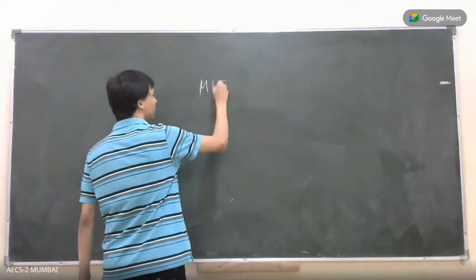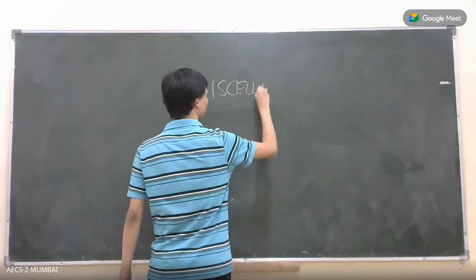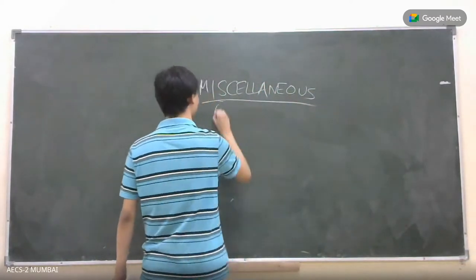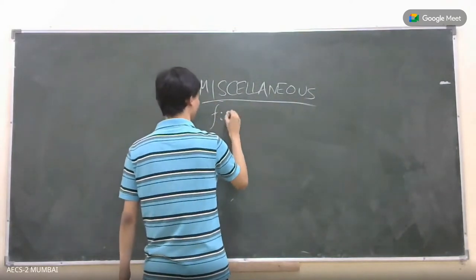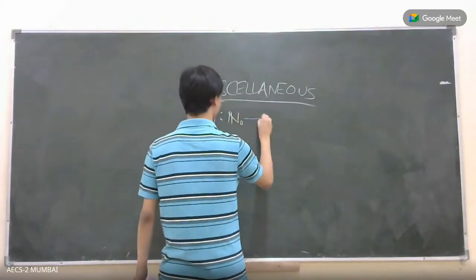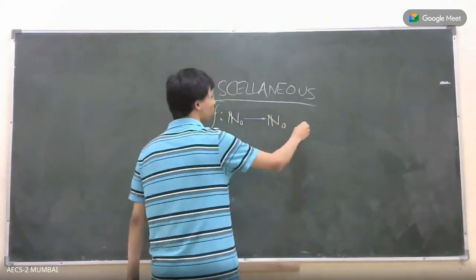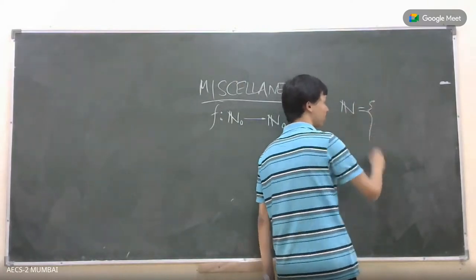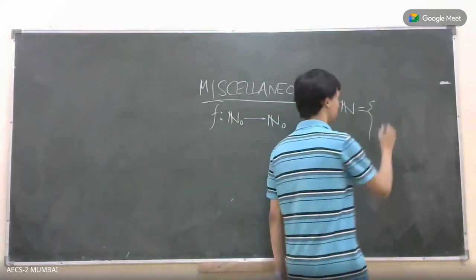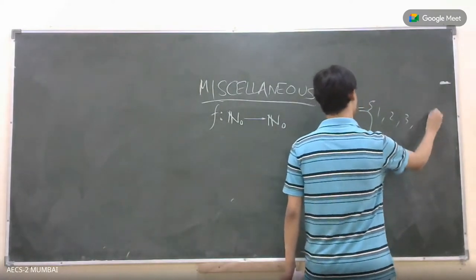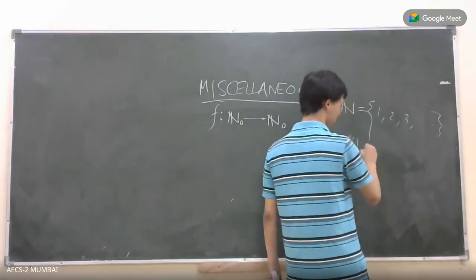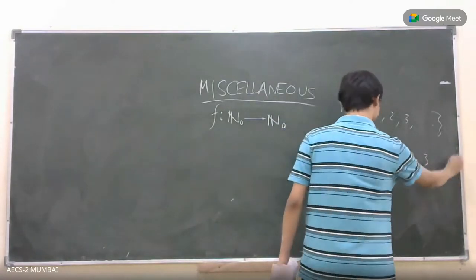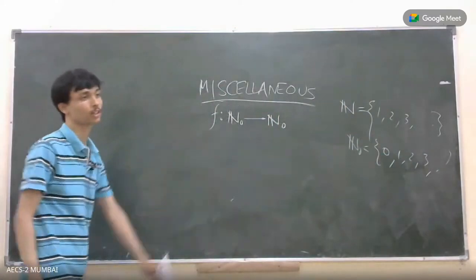So this one is miscellaneous. Just to clarify, what is n? Yes, what does it say? What is n 0? 0, 1. Okay, so f of n 0 to n 0.